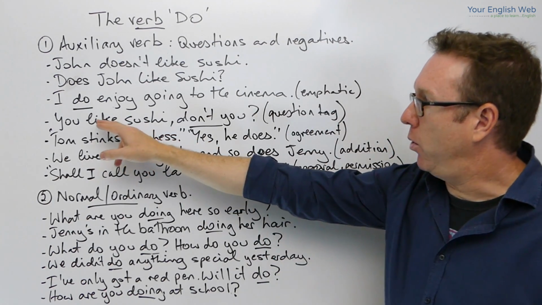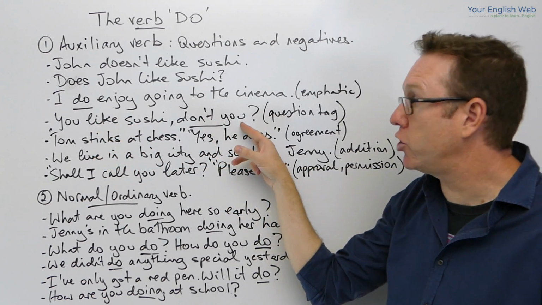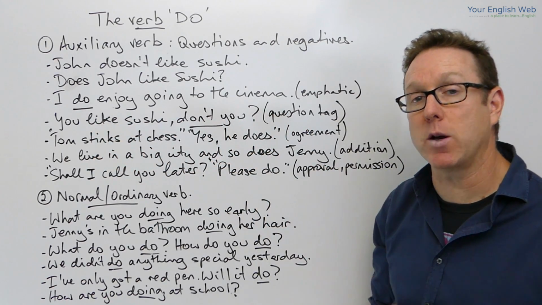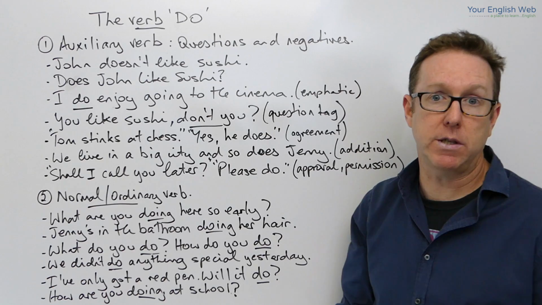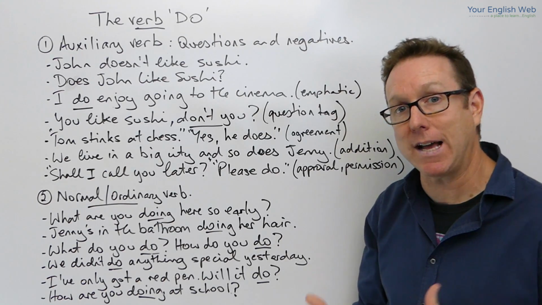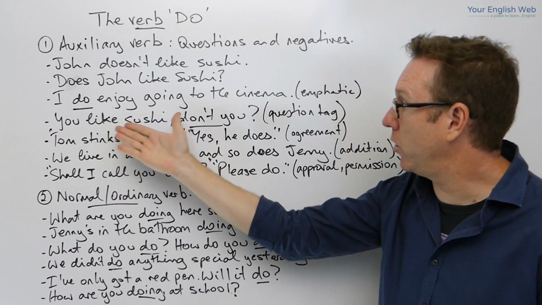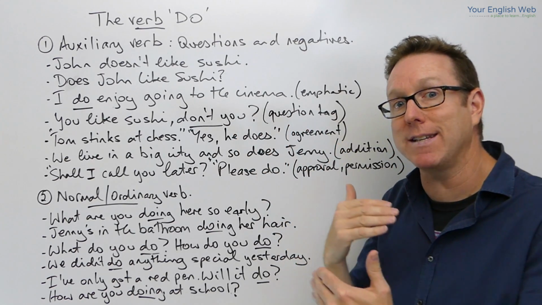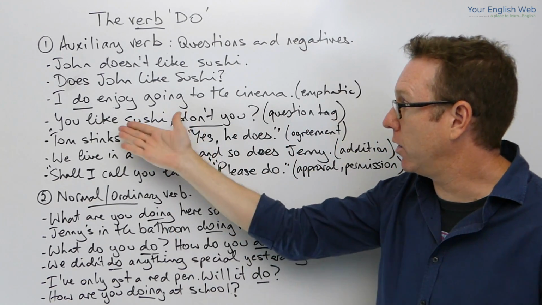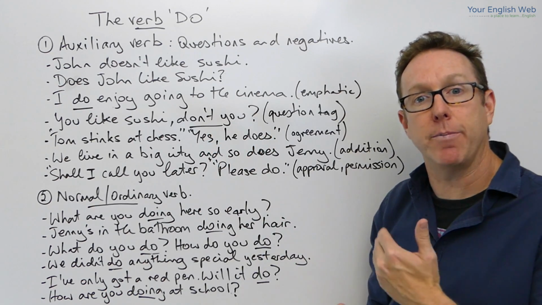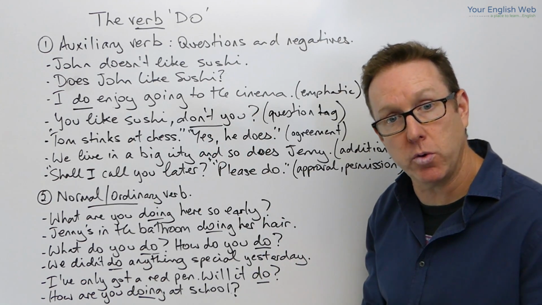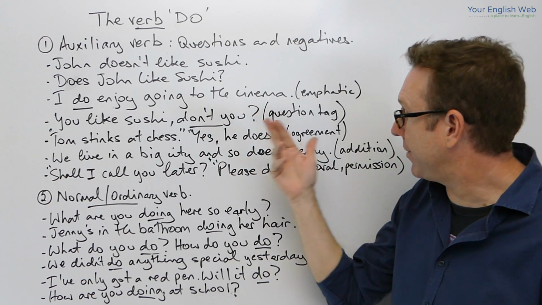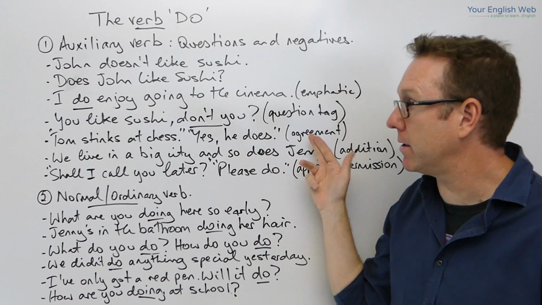The next example, you like sushi, don't you? Now this is a question tag. Now obviously you are familiar with question tags at this level of English. So you like sushi, don't you? The question tag, because we're trying to get the response. So you like sushi, don't you? And the person would reply, yes, I do. Okay. The next one is for agreement.